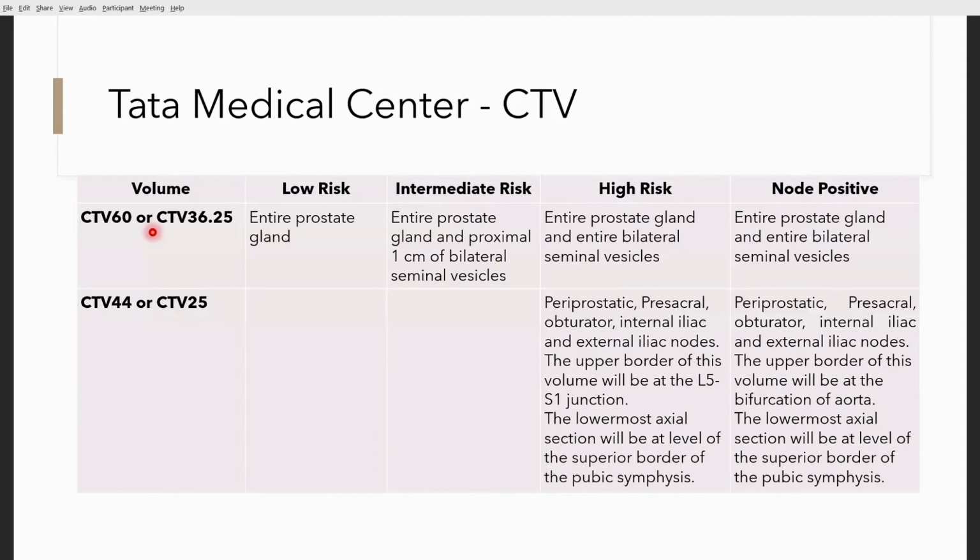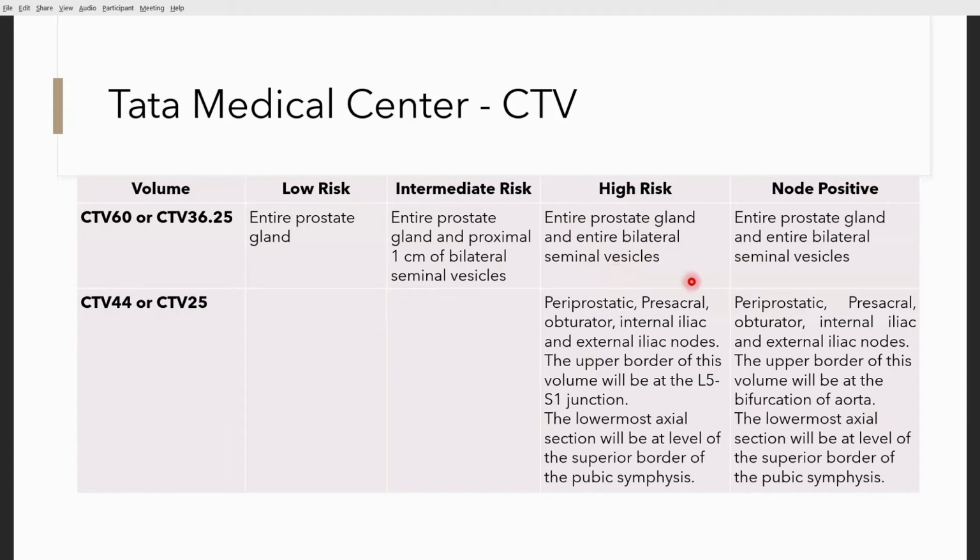So for low-risk disease, in the few patients that we treat for low-risk disease, it's the entire prostate gland and no seminal vesicles are contoured. For intermediate risk disease, the entire prostate gland and proximal 1 centimeter of bilateral seminal vesicles. Earlier, we used to treat the entire seminal vesicles to make it simple, but now we've restricted ourselves to 1 centimeter. For the high-risk prostate cancer, it's the entire prostate gland and the entire bilateral seminal vesicles, and also for node-positive prostate cancer.